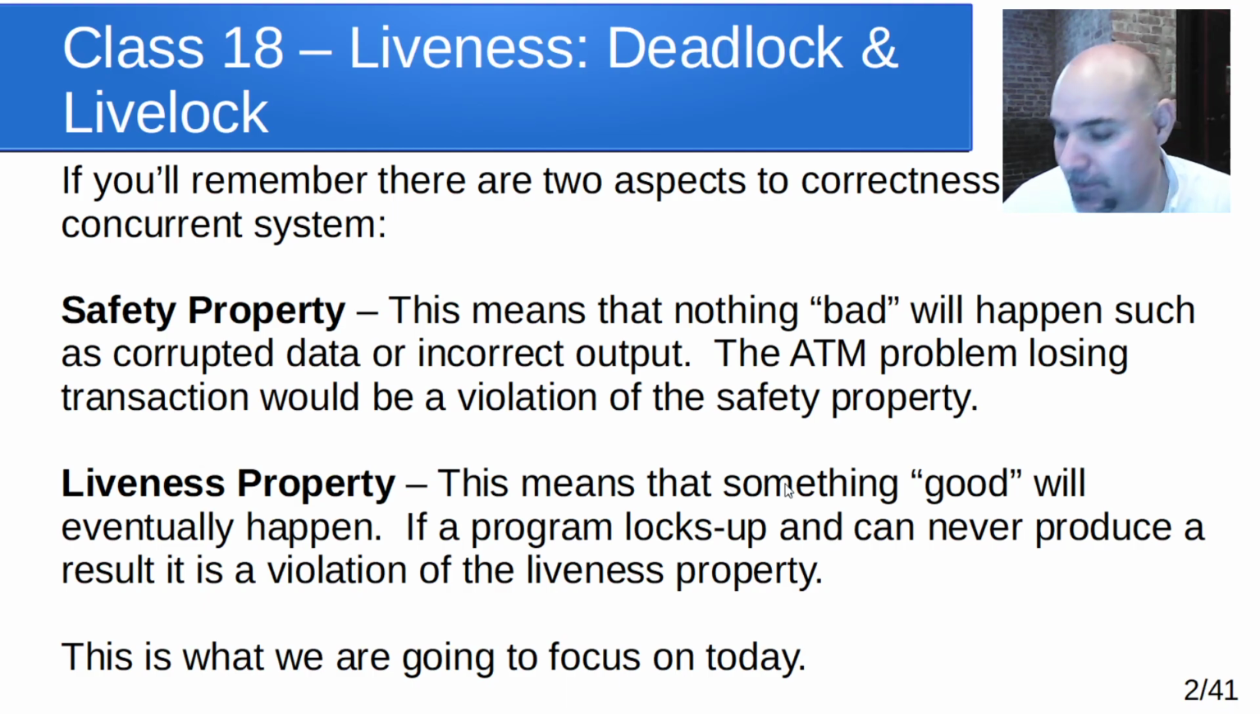Now, the liveness property is stating that something good will eventually happen. Notice that if a program locks up and can never produce a result, it's not a safety property violation. Nothing got corrupted or the answer wasn't wrong. It just never gave an answer. So that is a violation of the liveness property if your program locks up and can't continue. That's what we're going to be focusing on today: the liveness property, what kinds of things can violate it, and how we avoid that.